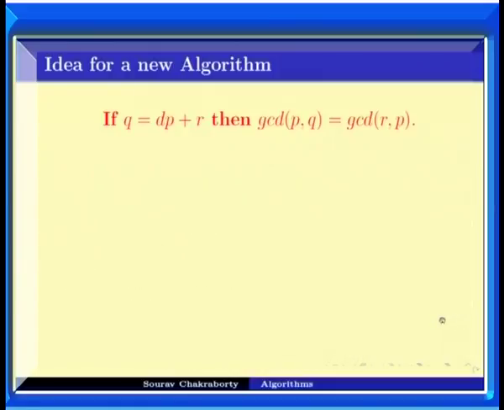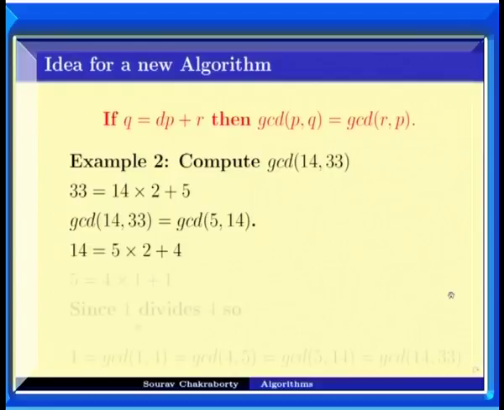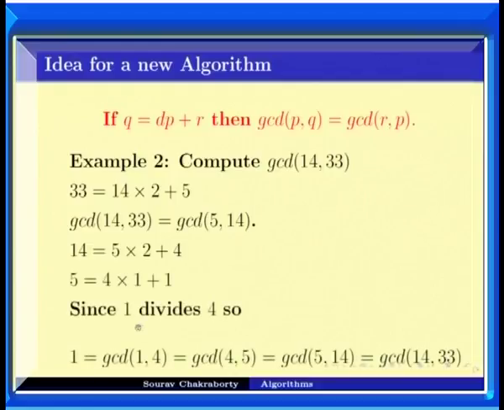Similarly, we can do one more example, say GCD of 14 and 33. 33 is 14 into 2 plus 5, and again 14 is 5 into 2 plus 4, and similarly for 5, and thus since 1 divides 4, 1 is the GCD of 1 and 4, which is the GCD of 4 and 5, which is the GCD of 5 and 14, which is the GCD of 14 and 33. So this is the idea.